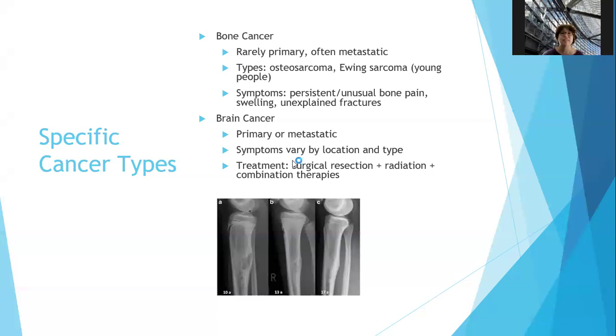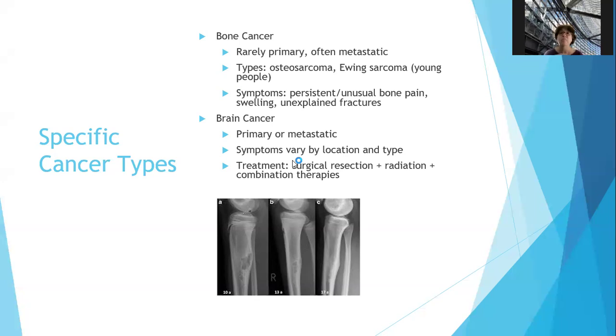So, some specific cancer types. Bone cancer is pretty rare as a primary type of cancer, but often other cancers metastasize into bone, so the invasion comes from other tissues. Examples of types are osteosarcoma and Ewing sarcoma. Those bone cancers are more common in young people. The symptoms are persistent and unusual bone pain, swelling, or unexplained pathological fractures.